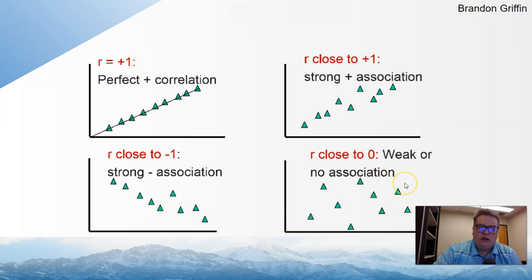An R value of 0, or close to 0, means that there is a weak or no association. So for example, maybe this could be the amount of water you drink and your desire to watch TV. Maybe there's some sort of relationship, but we can see as amount of water increases, desire to watch TV isn't really affected at all. So that'd be an example of a weak or no association.